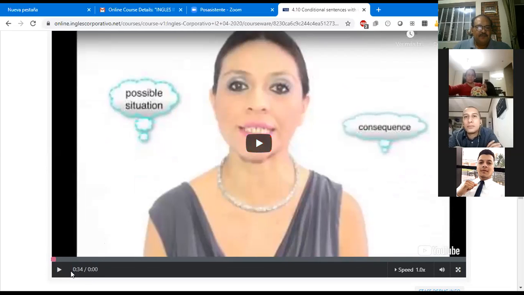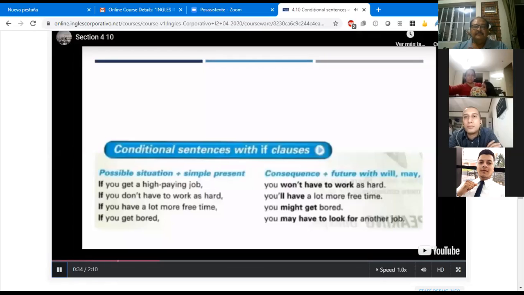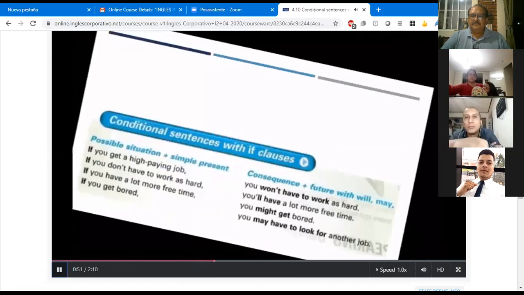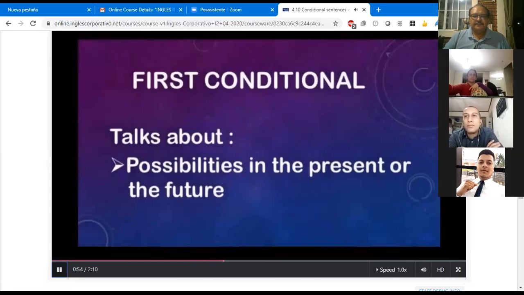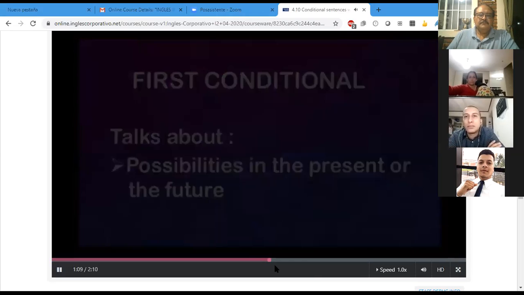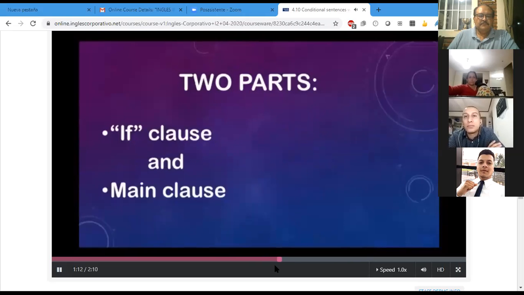This is the review, okay? This is where we stopped yesterday. If you get bored, you may have to look for another job. The first conditional is a structure used for talking about something in the present or the future. We will explain how this conditional is formed and when it is used. We will divide it in two parts: if form and main form.